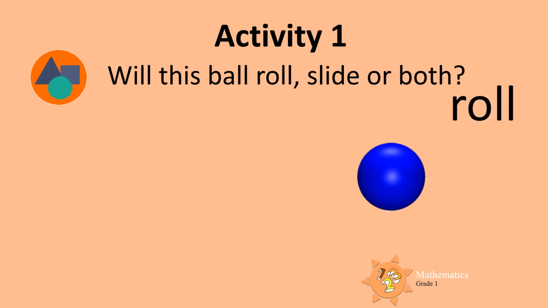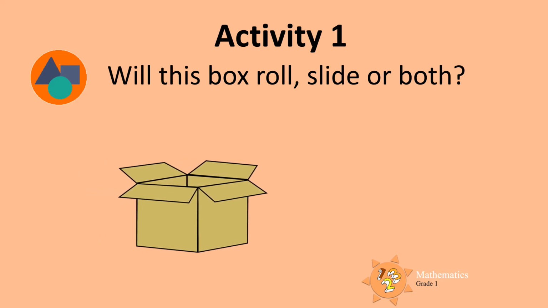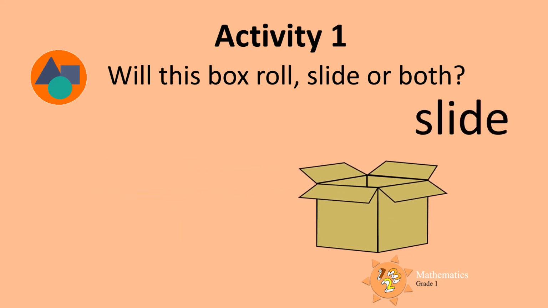This ball can roll because all the sides are round. What about a box? A box does not have any round sides, so it can't roll. A box can only slide.